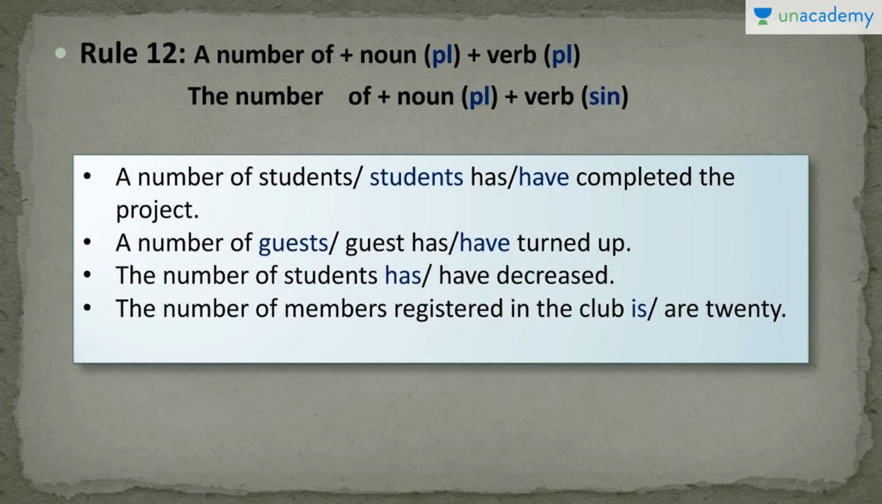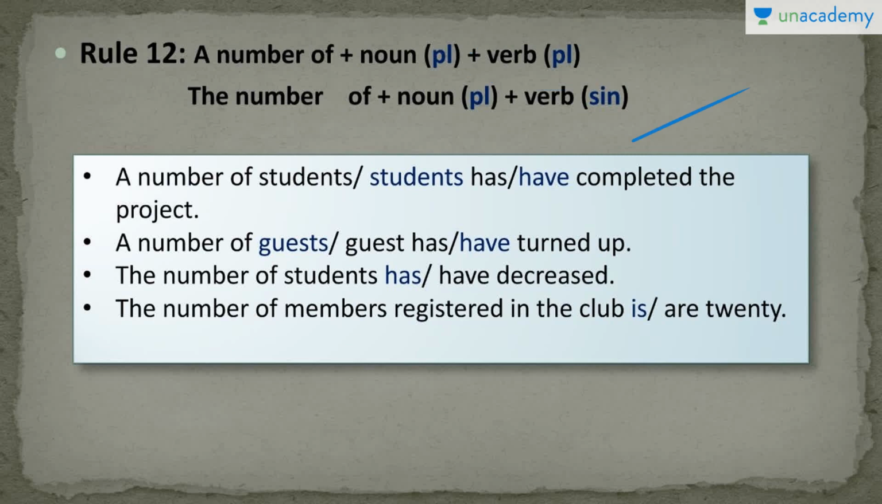Now, this rule number 12 is about the phrases a number of and the number of. This is how you should remember it. The phrase a number of means several or many. Just consider this phrase a number of as a fixed and complete phrase. You should not break it off. Since this phrase means many, and we have already studied that many is followed by a plural noun, and that is followed by a plural verb. So after a number of, the noun has to be plural and the verb has to be plural as well.